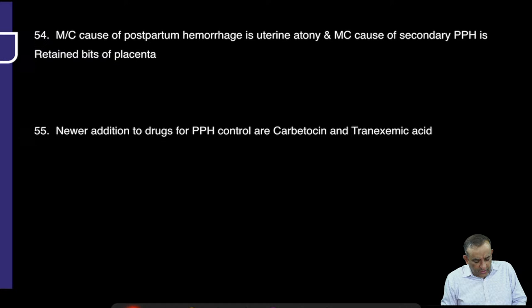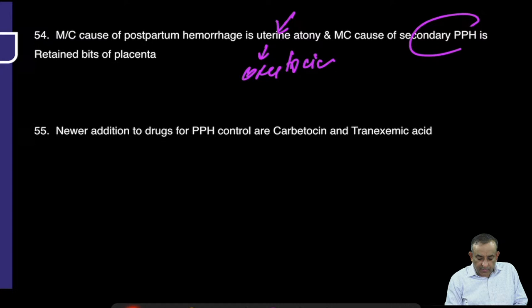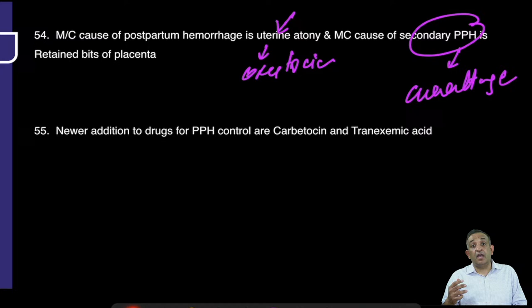Most common cause of postpartum hemorrhage is uterine atony, and most common cause of secondary PPH is retained bits of placenta. And for uterine atony, the drug of choice is oxytocin, and for secondary PPH, the treatment is curettage. And we discussed that curettage done for secondary PPH is more likely to cause Asherman syndrome than curettage done for any other cause.